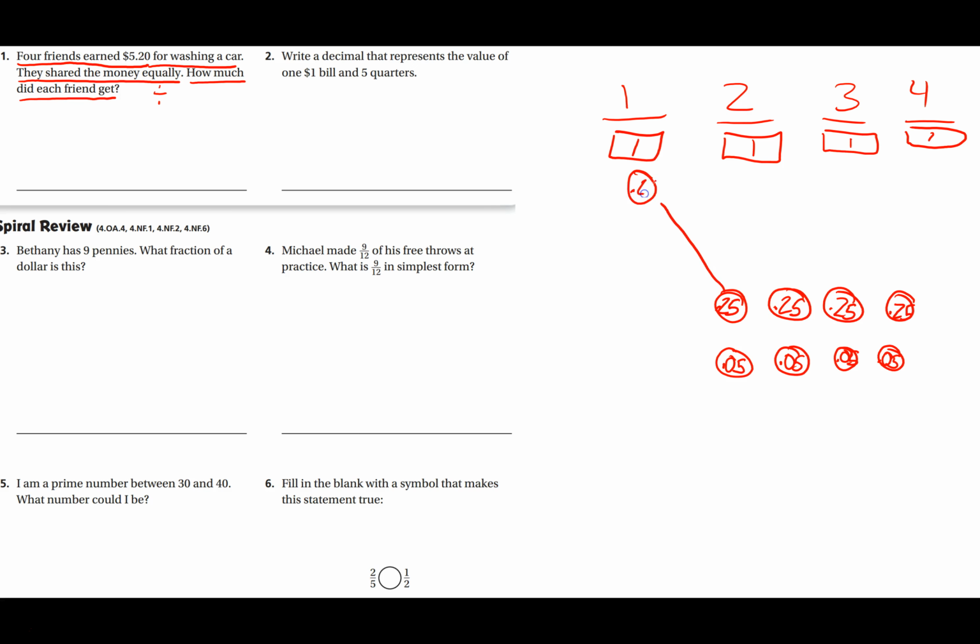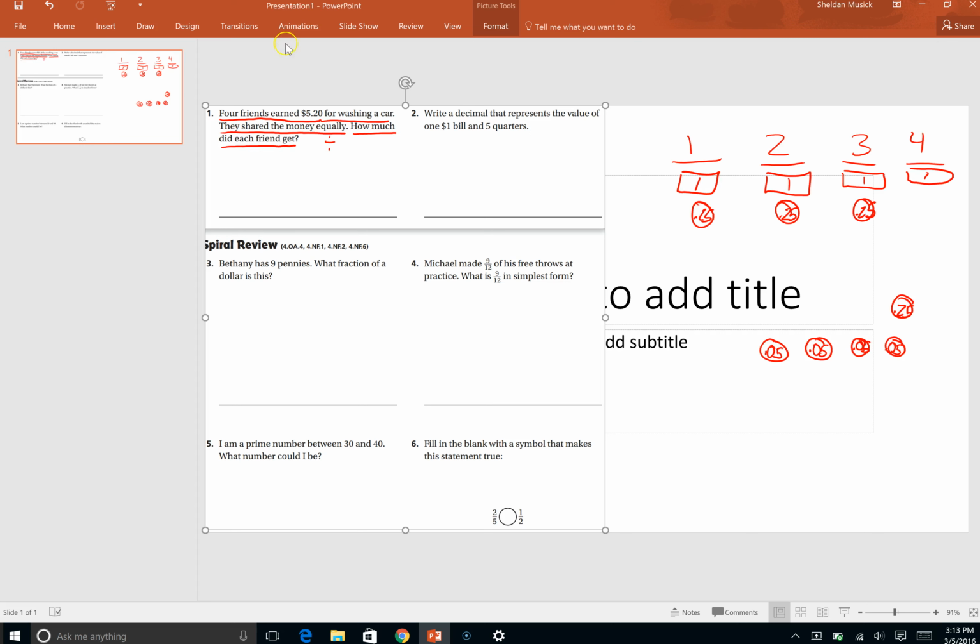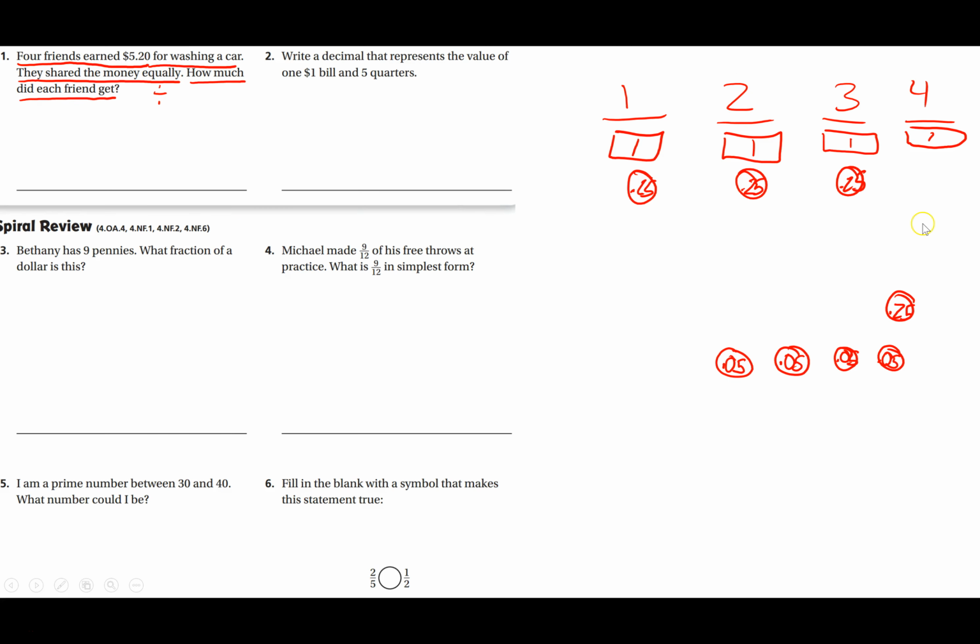So friend 1 gets a quarter, friend 2 gets a quarter. So those 2 quarters are gone. Friend 3 gets that quarter. That quarter's gone. Friend 4 gets that quarter. So this quarter's gone. I don't know why that won't erase, but this quarter is gone.